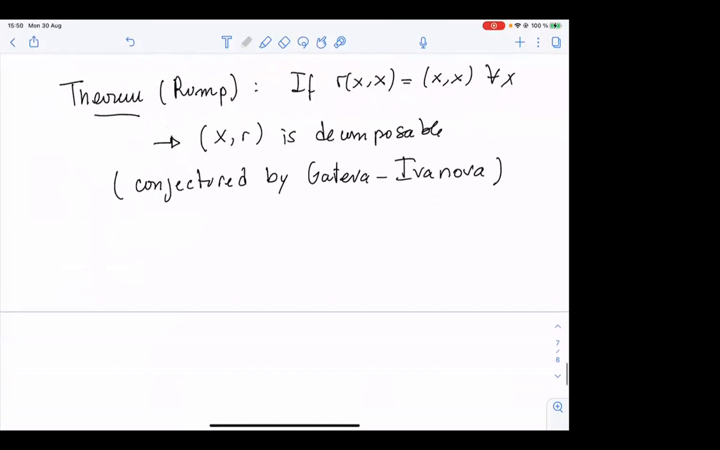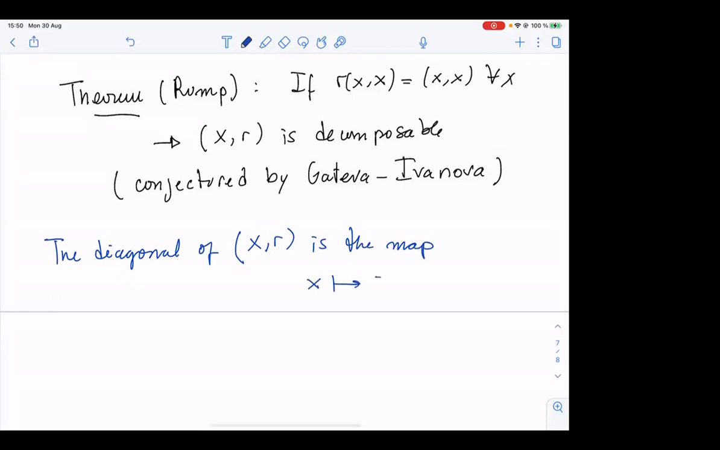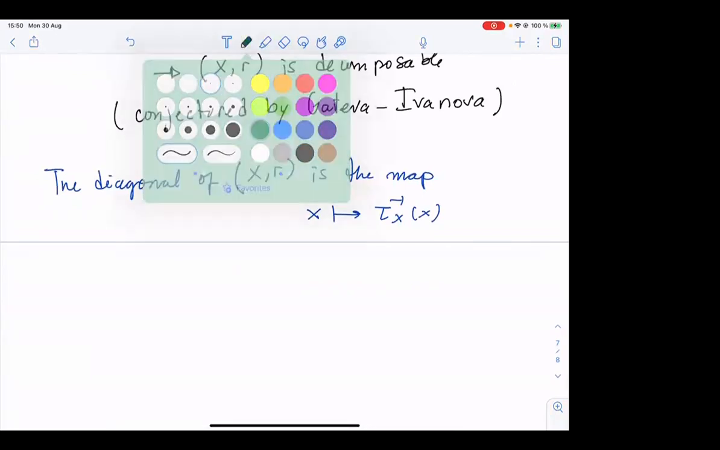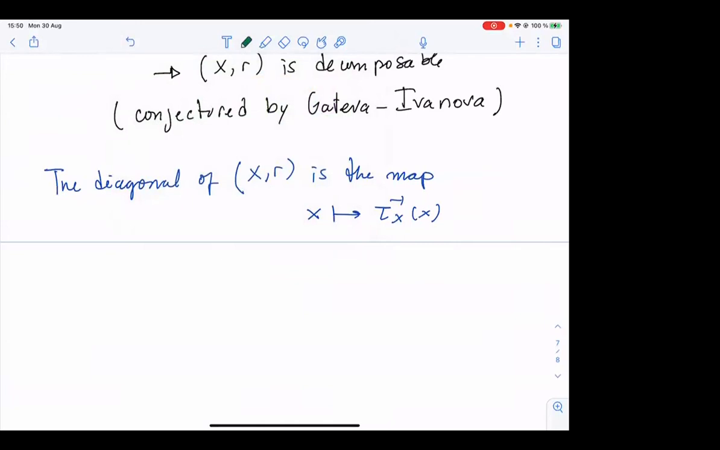First of all, you can define the diagonal map of a solution. The diagonal of a solution (X, r) is the map sending x to tau inverse of x, on X. And you see, for example, that this property that you have here is exactly the same as saying that the diagonal is the identity.